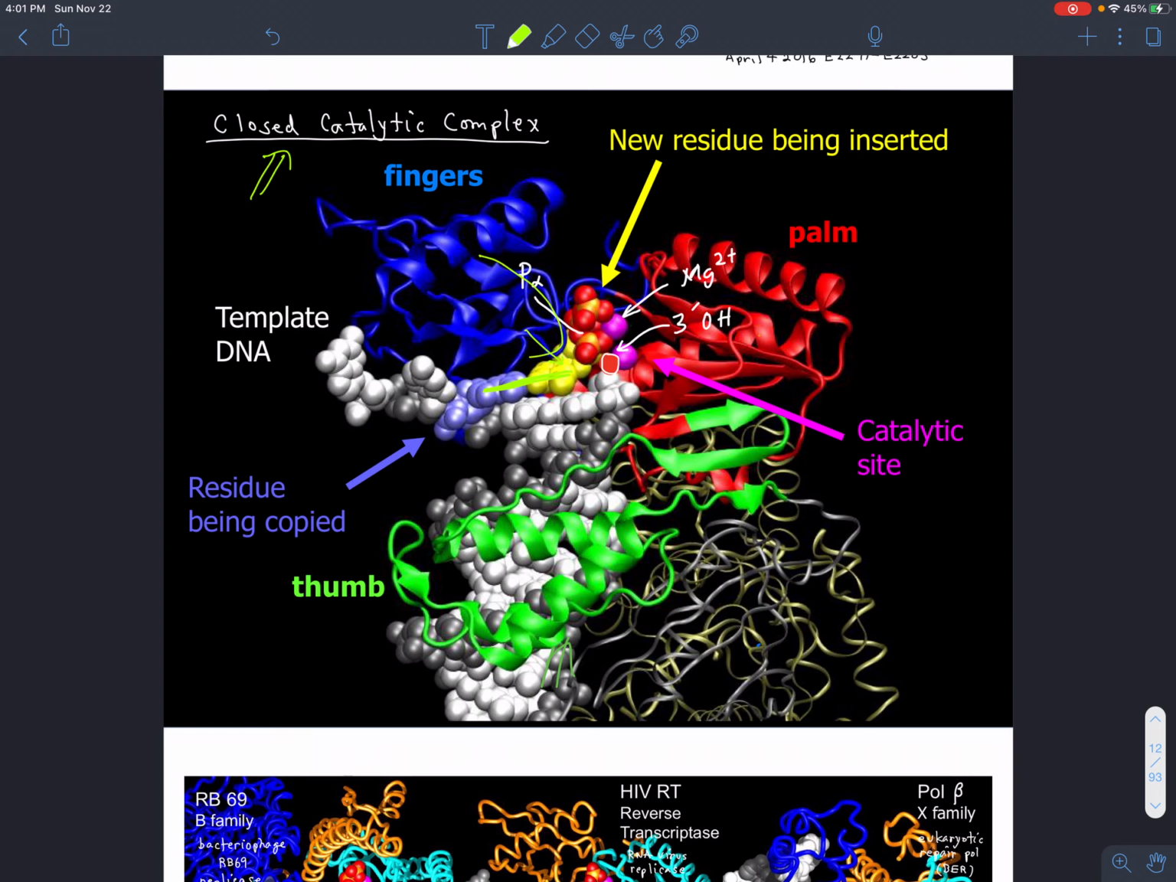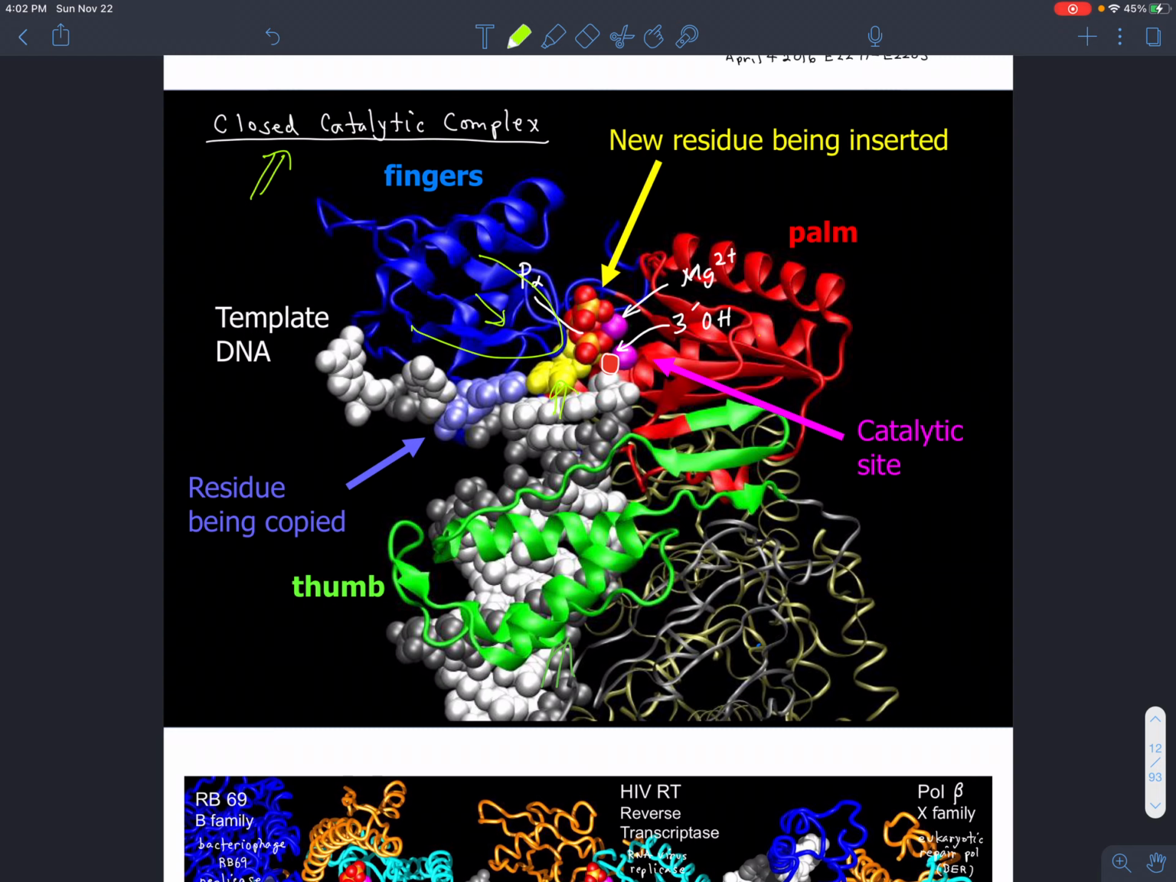Closed means that these fingers are bent down right on top of the template base and the NTP, just like it's shown here, and they're pinning it in place. They're holding it in place, they're holding it steady, they're holding it firm. They're also recognizing that this guy, the actual NTP, is arranged or oriented in the right way. If you get an NTP in here in some funny way, the fingers can't close, and then the catalysis can't take place. That's a major part of the way in which the polymerase chooses the correct nucleotide.